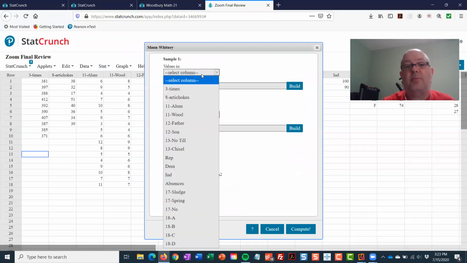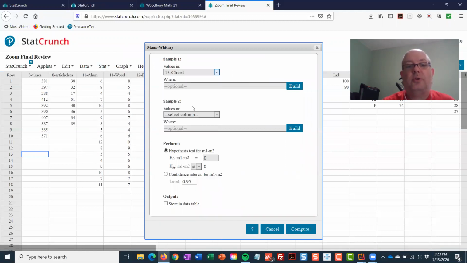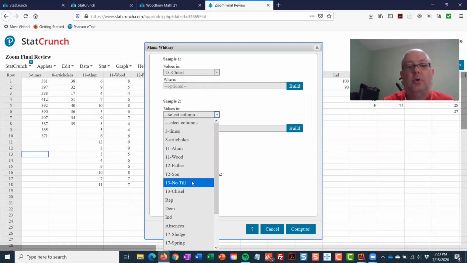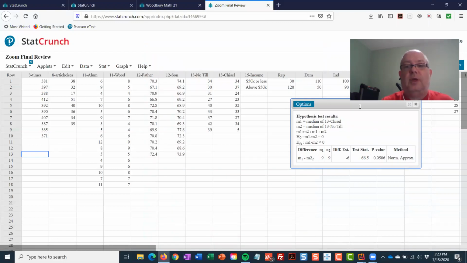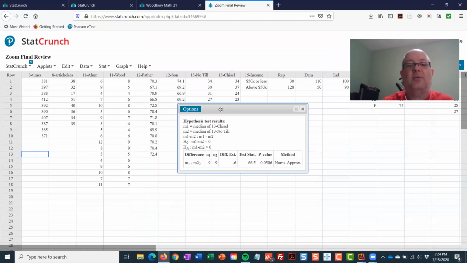This is set up pretty much the same way. Pick chisel first, no-till second. The median differences are 0, M1 minus M2, and HA is less than. Press compute. And there we see our p-value, 0.0506. That's really close to what we were aiming at, but it's still a little higher than that.